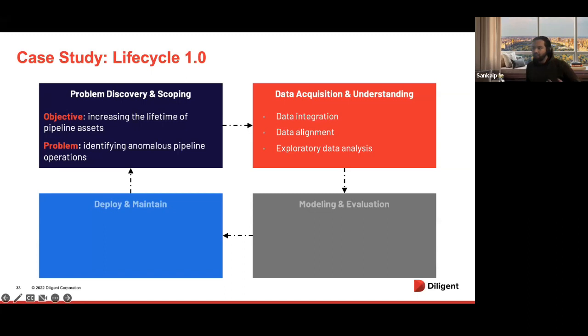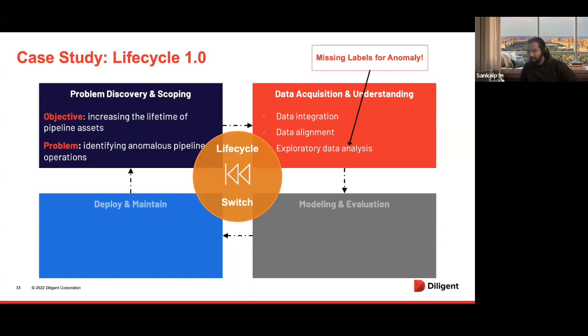And as you are exploring through the data, you realize that you really don't have anything that indicates that a specific data point reflects anomalous pipeline behavior. And this is a major challenge, because if you don't know where exactly in the data the anomaly is, then you have no way to model it. So again, we have hit a roadblock here, as you can see, and it's imperative that we do some kind of a lifecycle switch.